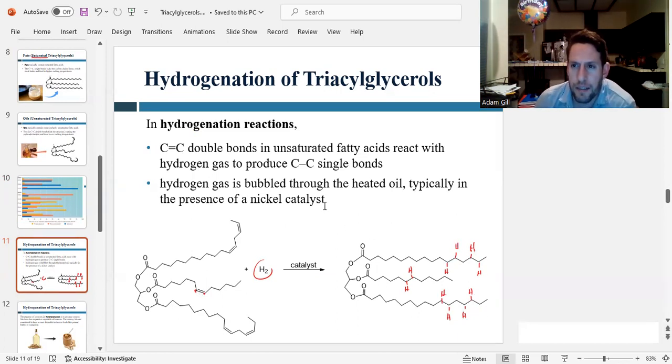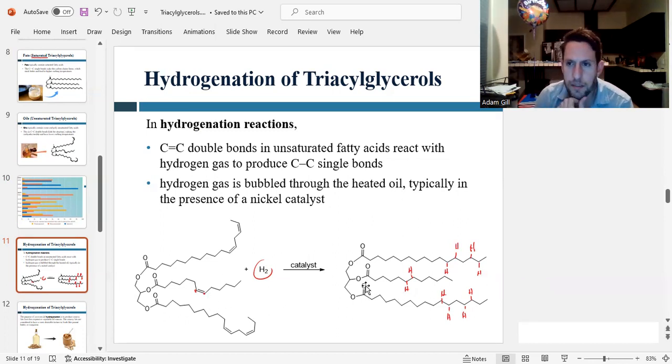Now, this requires bubbling hydrogen gas through hot oil, and you usually need a catalyst, like a nickel catalyst or a platinum catalyst. This was patented in like 1905, the hydrogenation of vegetable oils on a commercial scale. And you may ask, like, what's the purpose of that, right? Like, why do we want to do that?